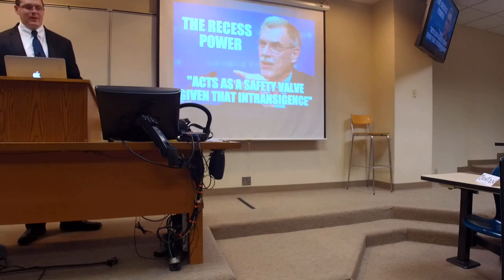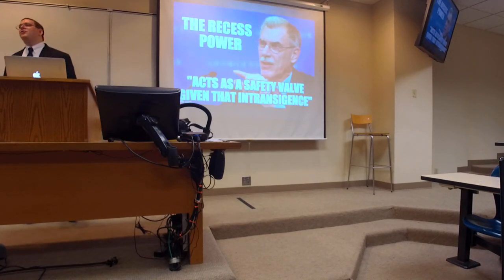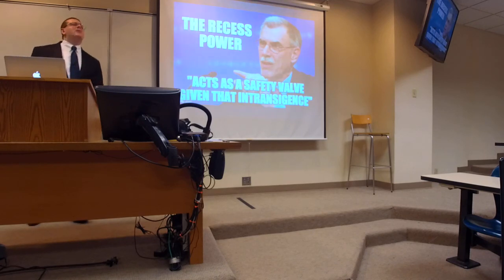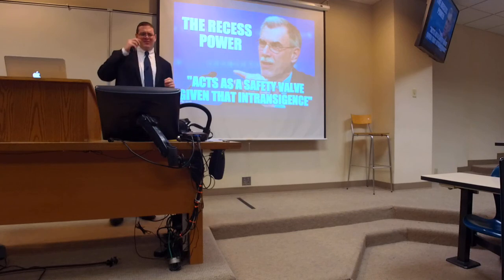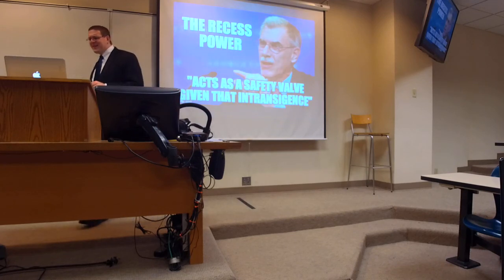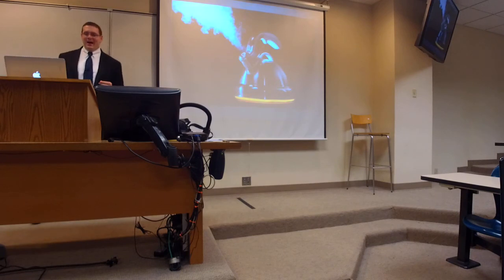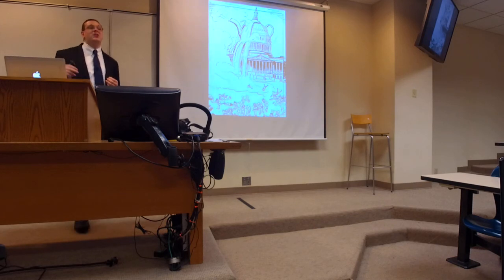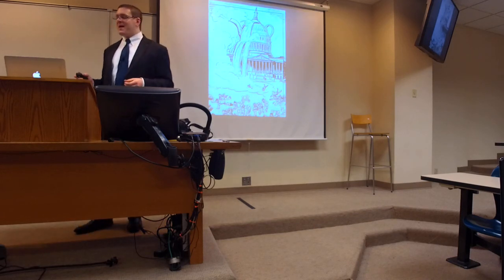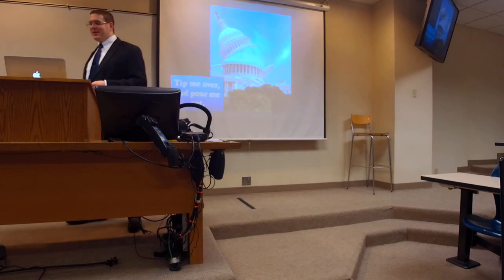The argument was that the recess power acts as a safety valve given that intransigence. And I remember when I was listening to the arguments here, I was like, whoa, that's a big deal. A safety valve, what does that mean? You know, the little tea kettle, let some steam out. What he's basically saying is that when Congress is gridlocked, when Congress doesn't want to pass stuff, the president can use the recess power to circumvent, to get around the process.